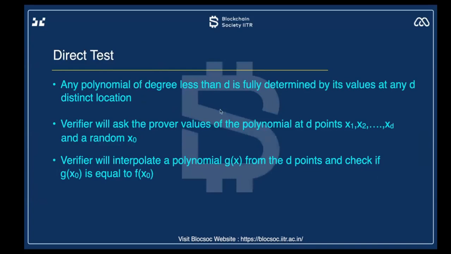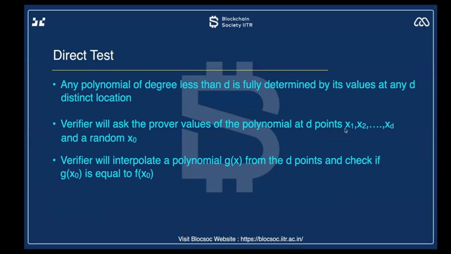First is the direct test. Any polynomial of degree less than d is fully determined by its values at any d distinct locations. This is consistent with Lagrange interpolation. If you know d distinct unique points in the number system, you can uniquely determine a polynomial of at most degree d minus 1 passing through them. So what the verifier will do is ask the prover for the values of the polynomial at some d distinct points.